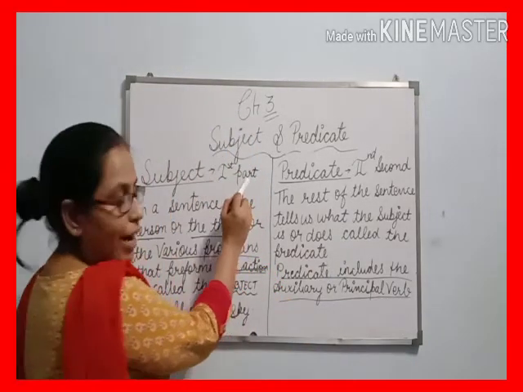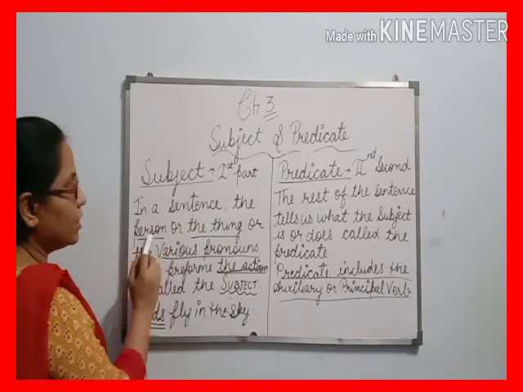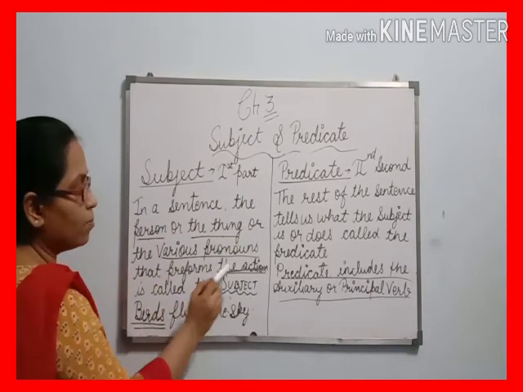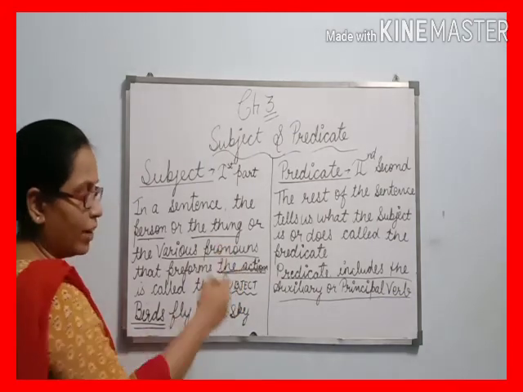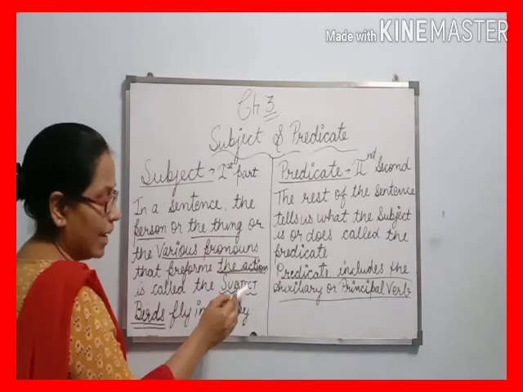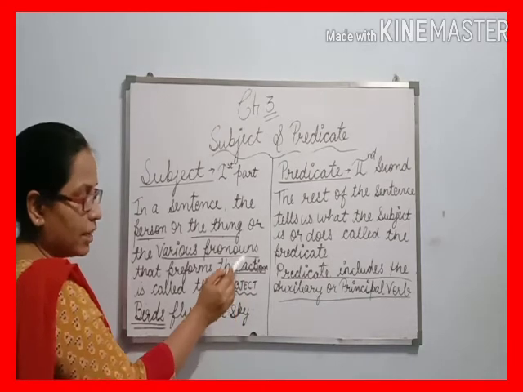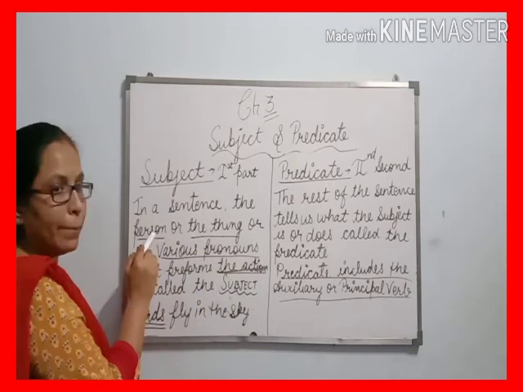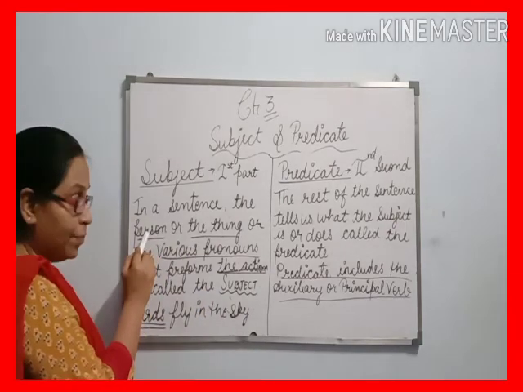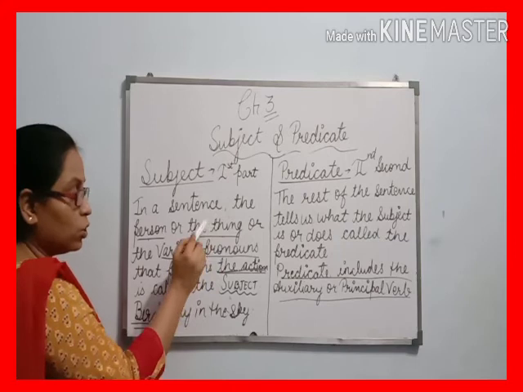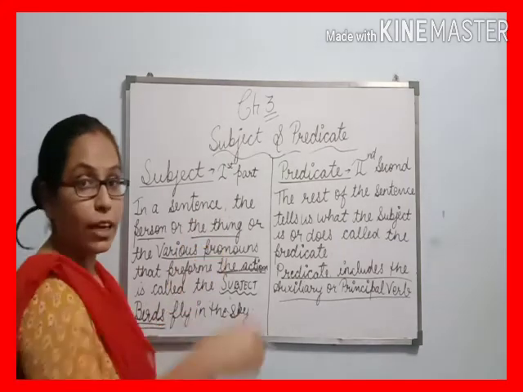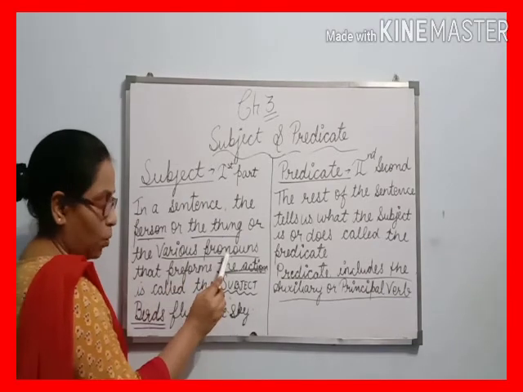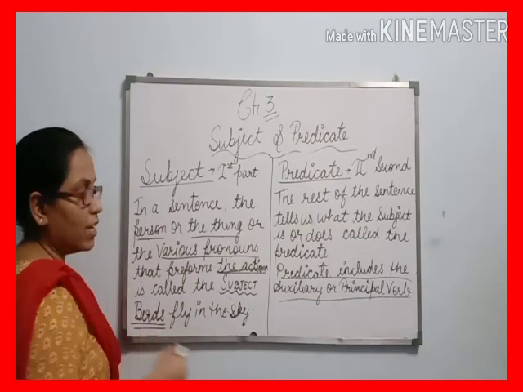Subject is the first part. In a sentence, it is the person or the thing or the various pronouns that perform the action. So what is the main important thing done by the subject? That it performs the action. And who performs the action? Subject. And what are the subjects? The subject should be a person. It may be any name. A subject should be the things. It may be a singular or plural noun, or a subject may be a various pronoun. So beta, this is the first part of any sentence.